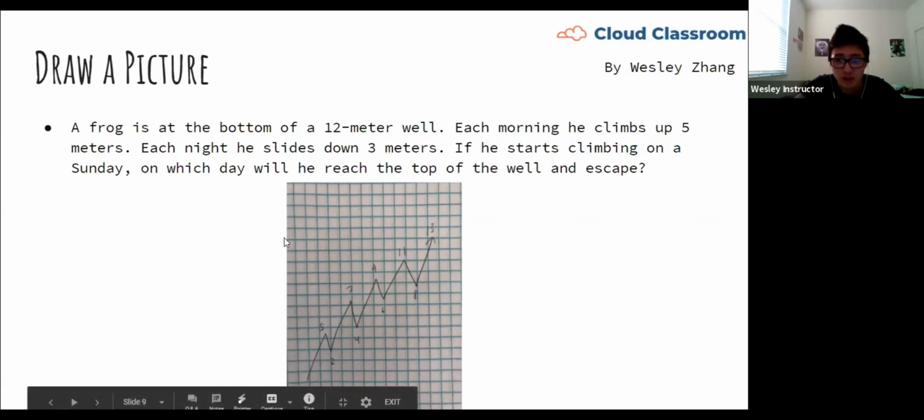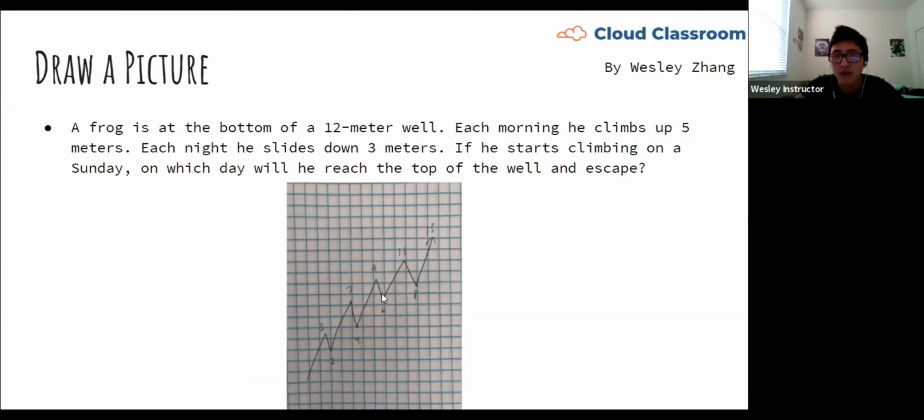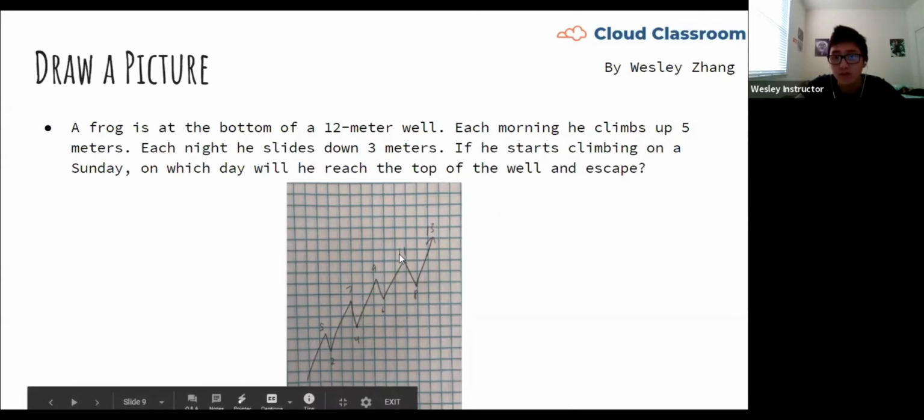So here I drew this picture because I cannot find a picture online. So the frog starts here at the bottom. So on the first day he goes up 5, and on the first night he slides down 3. So day, night. So that's 1 whole day. All right, this is a whole day too. So it goes up 5, down 3, up 5, down 3.